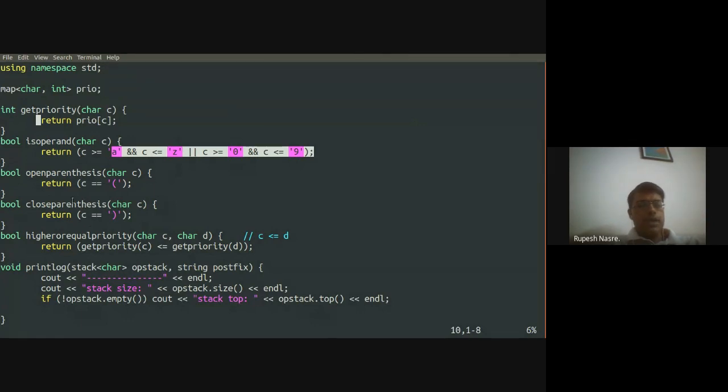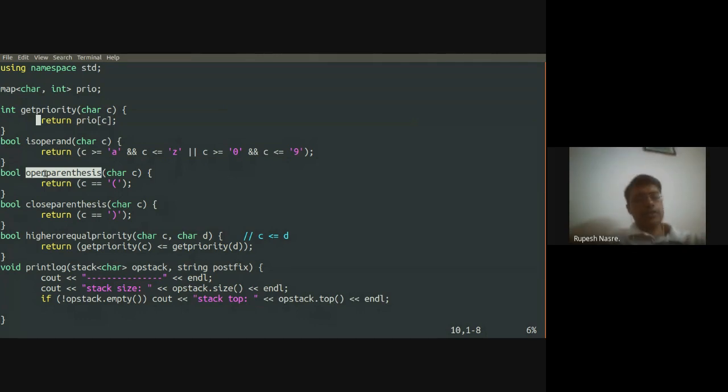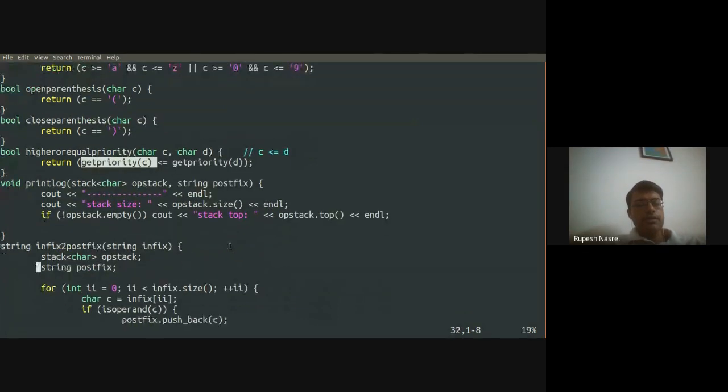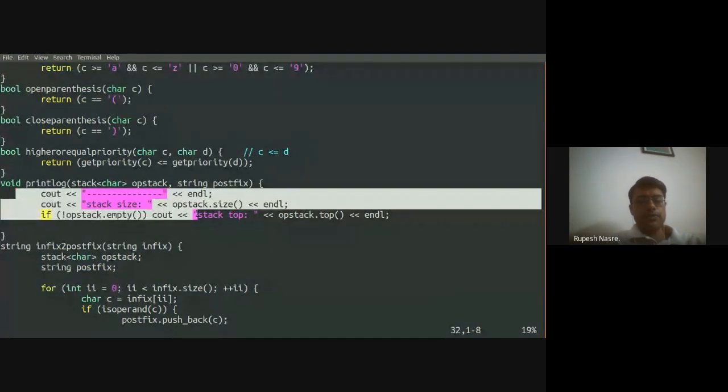Opening parenthesis, closing parenthesis. Again, this is something which can be directly checked inside the program, but this makes it easy to modify the code later if you want to, for example, support some different kind of parentheses. Higher or equal priority: you get the two priorities and check if the priority of C is less than or equal to the priority of D. And then there is a logging function just to print the stack at different places, which is used for debugging purposes. All right, so let's quickly run this and see if it gives us the correct output.